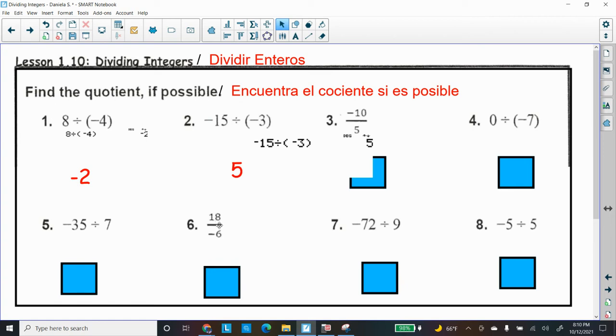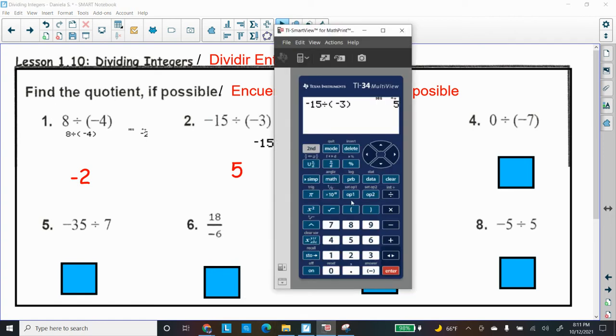And I'm looking at number 6. There's that fraction I was talking about. So let me get my calculator just one more time, and I'm going to change the mode from classic to math print.